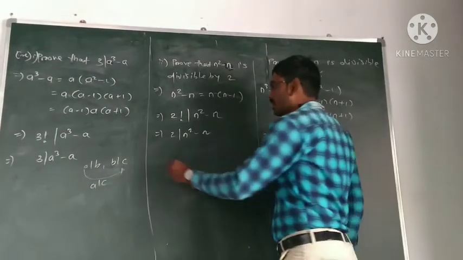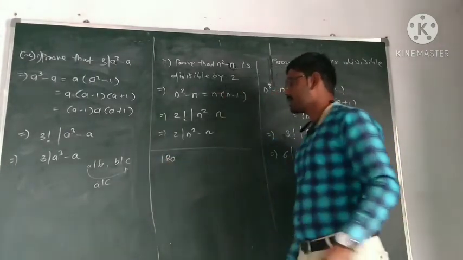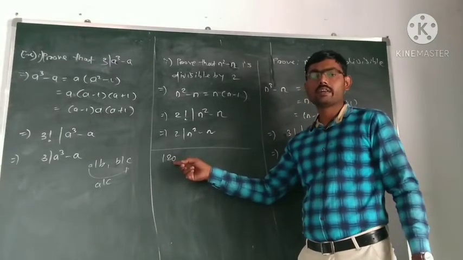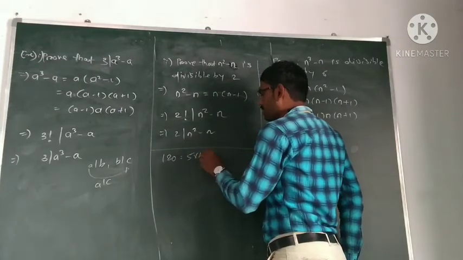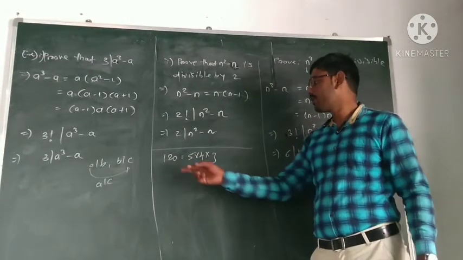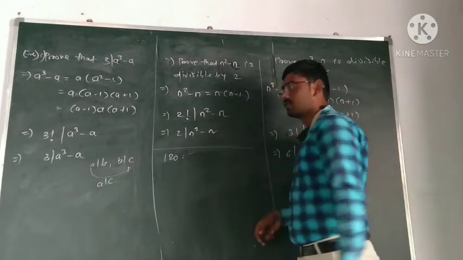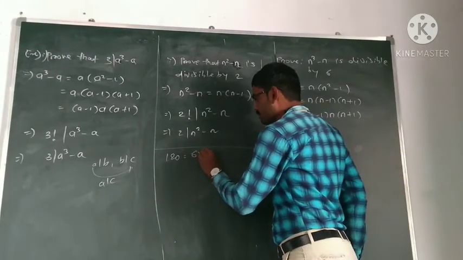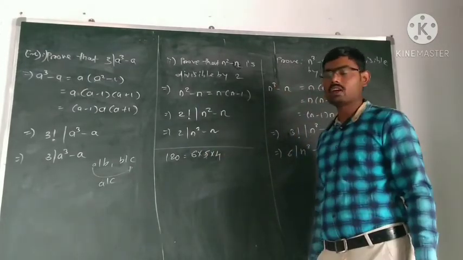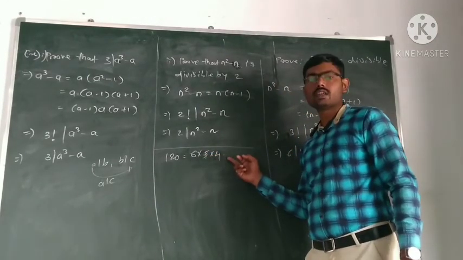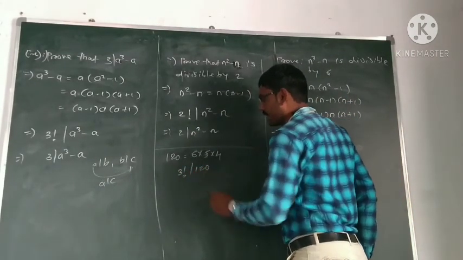Okay. Also, we can easily say that the number 120 is divisible by 3 factorial, or divisible by 3, or divisible by 6. Why? Because 120 is nothing but the product of 3 consecutive integers: 5 into 4 into 3. Or 6 into 5 into 4. Okay, 6 into 5 is 30, 30 into 4 is 120. So it is a product of 3 consecutive integers. So by this theorem, 3 factorial divides 120.